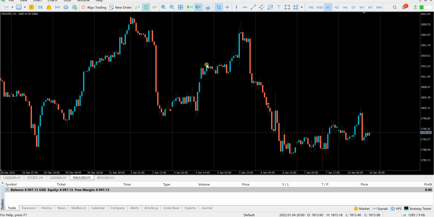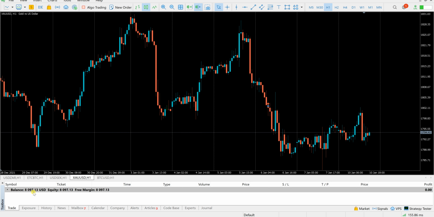So here is a gold chart, XAU USD H1 chart, gold versus US dollar. If you watch at this toolbox under this very tab for trade, you will see the balance, which is $8,097.13, which is the balance. Now, this is what we are considering, not equity, not free margin. So we can also say this is the money you funded at first as a beginner, which you can afford to lose.